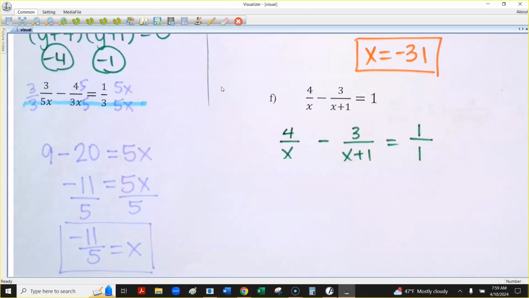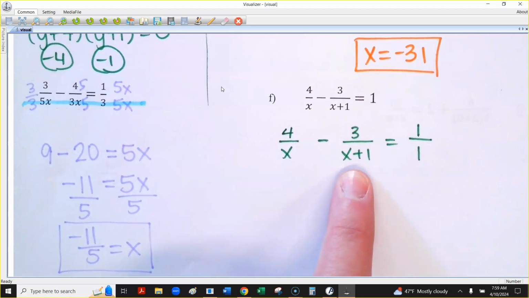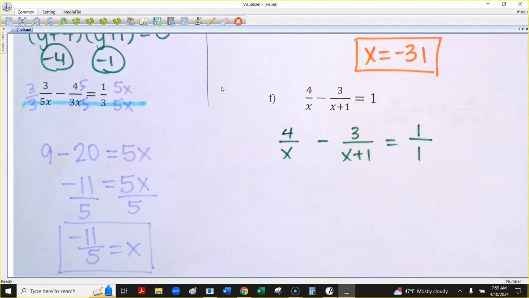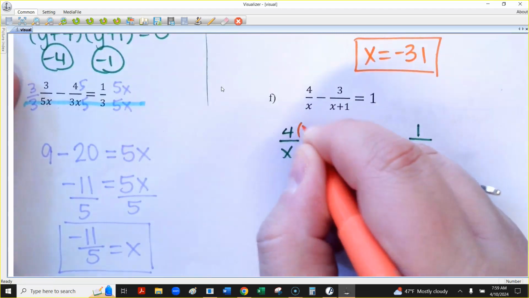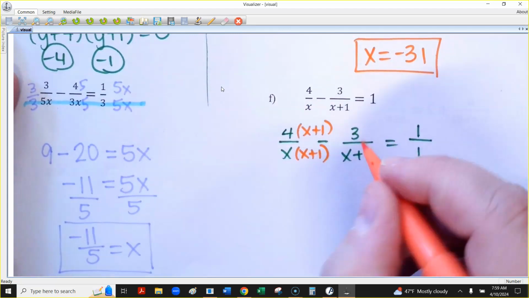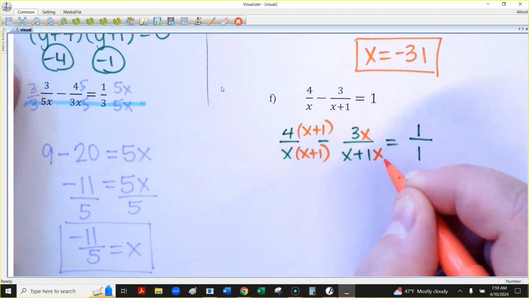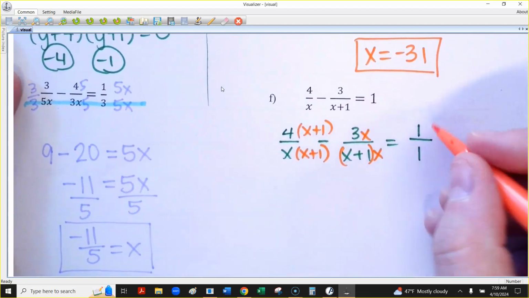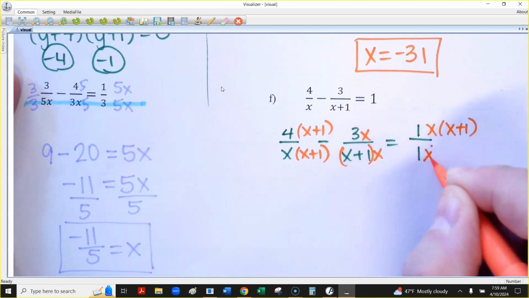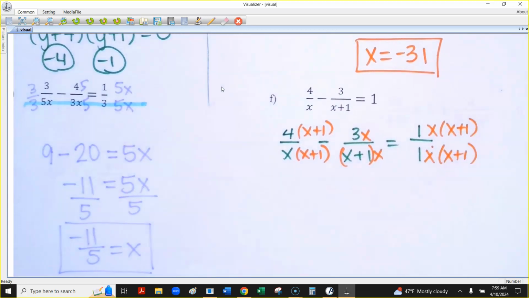So this has an x, this has an x plus 1, this doesn't have anything but a 1. So your common denominator here is going to be x times x plus 1. So this one would need an x plus 1. This one would need an x. And then this one would need both, x times x plus 1, x times x plus 1.